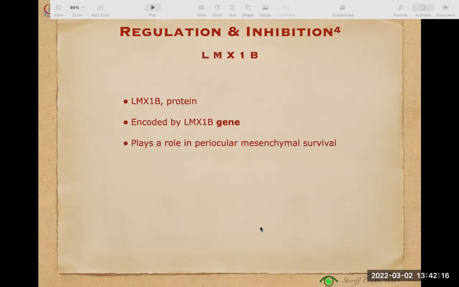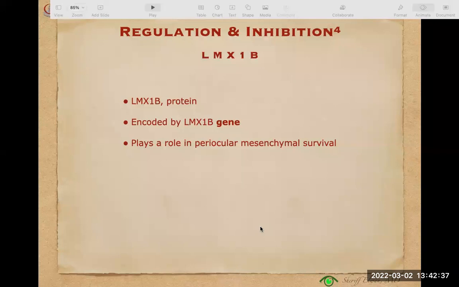Now the LMX1B is again a protein secreted by a gene known by the same name, LMX1B, and this one here plays a role in the development of the periocular mesenchymal survival.